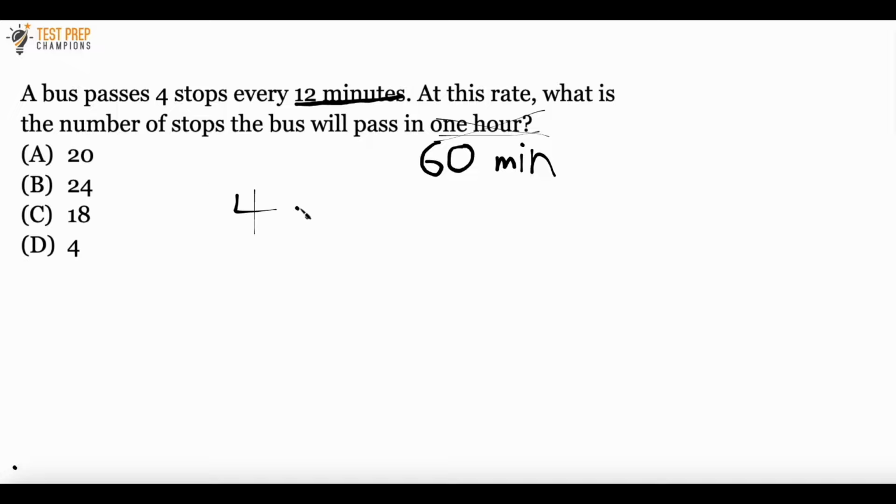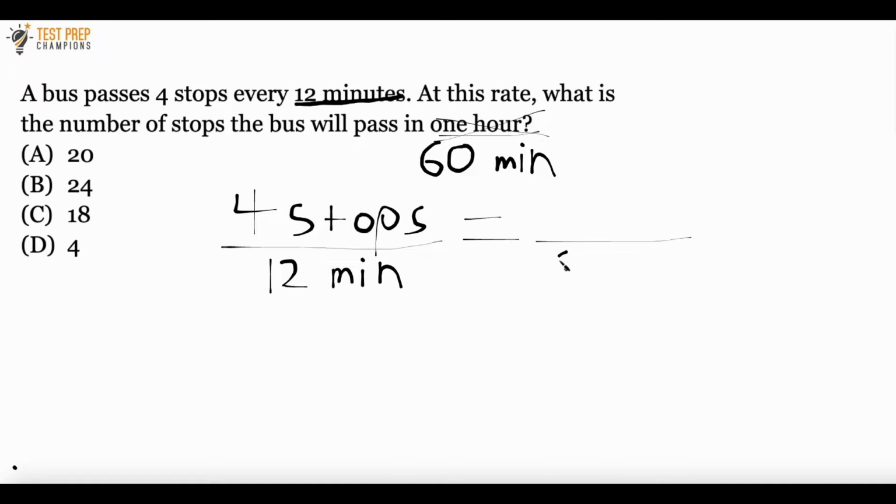Well, let me set the problem up like this. So we know that there are 4 stops every 12 minutes that the bus passes. So I can write 4 stops over 12 minutes. And now what I can do is write a proportion. So when I write my proportion, I'm going to put 60 minutes down here. And then up top, I'm just going to write an X. And the reason I'm writing this X is because we don't know the number of stops. So now I have the question set up.